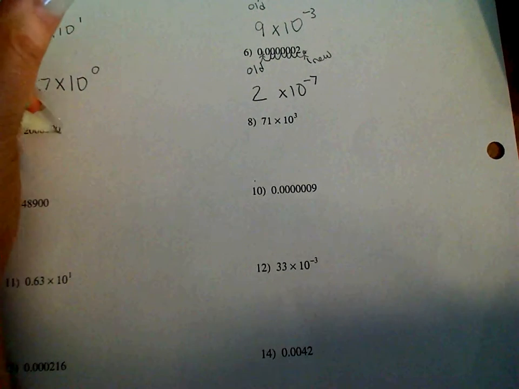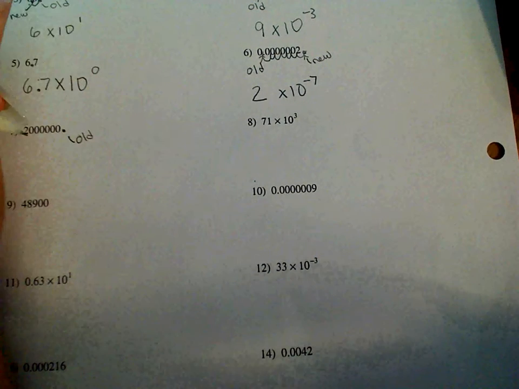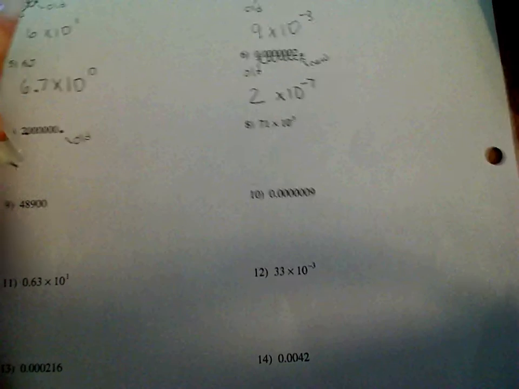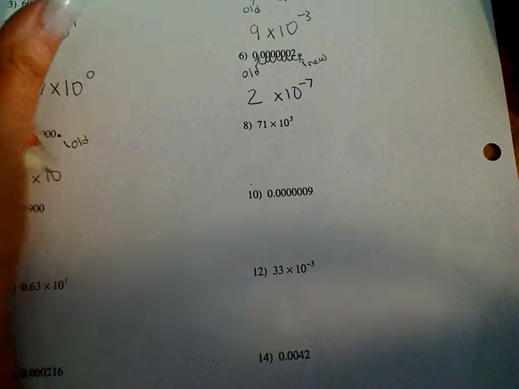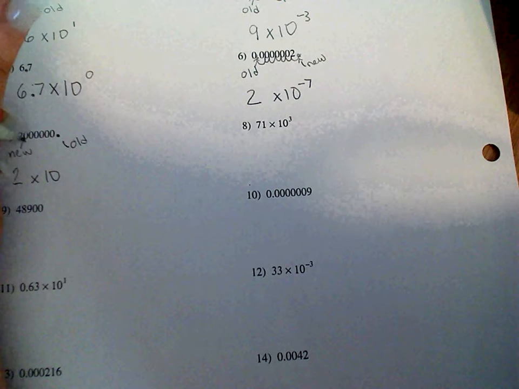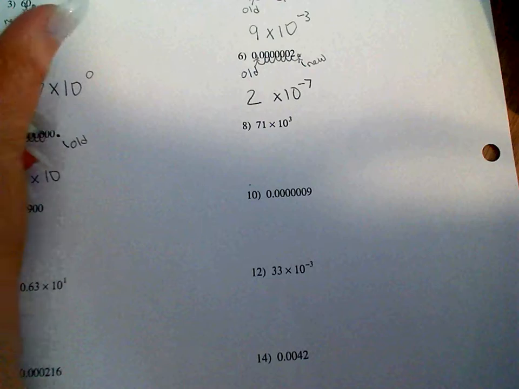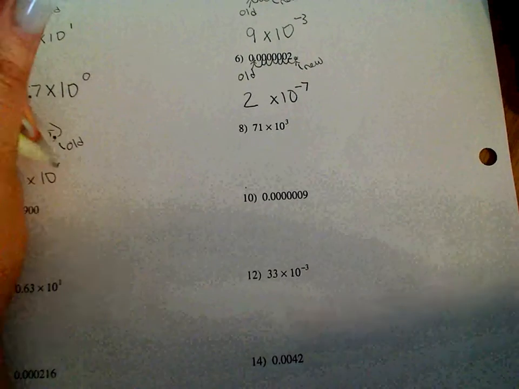2 million. There's the old decimal. The new one goes here. It's going to make it a 2. So 2 times 10. Going new to old, we go 1, 2, 3, 4, 5, 6, and we went right, so that's a positive 6.